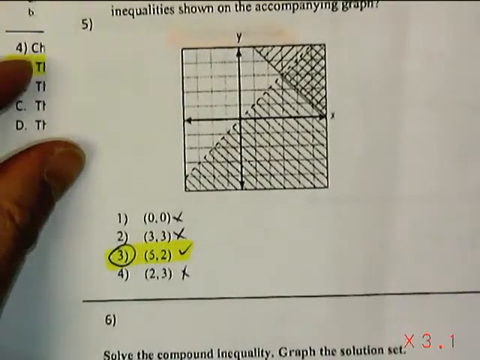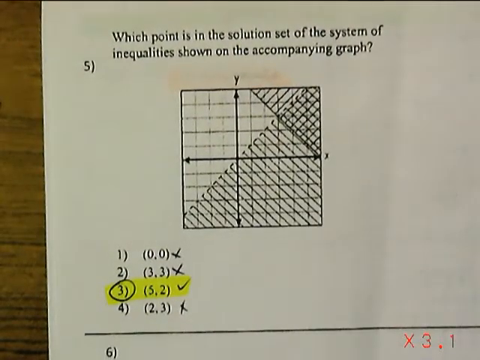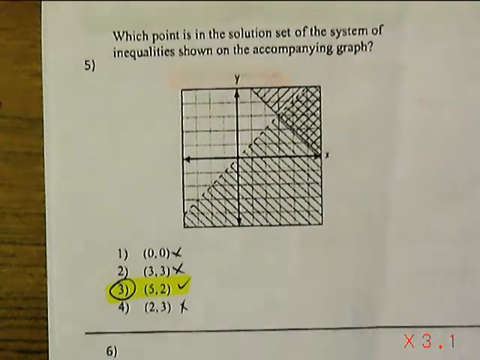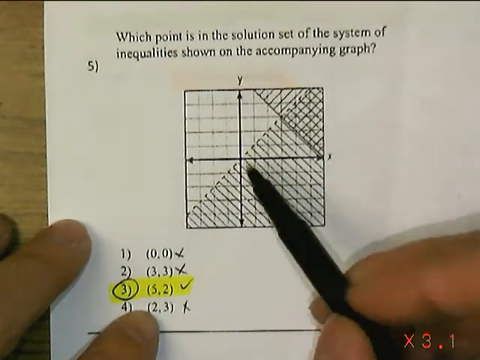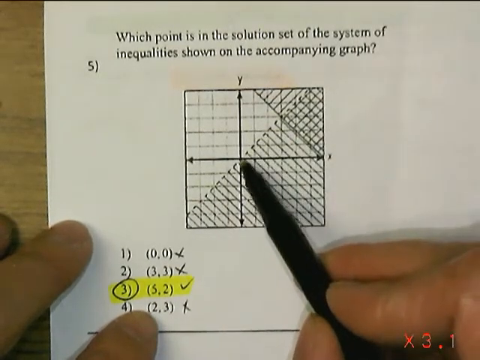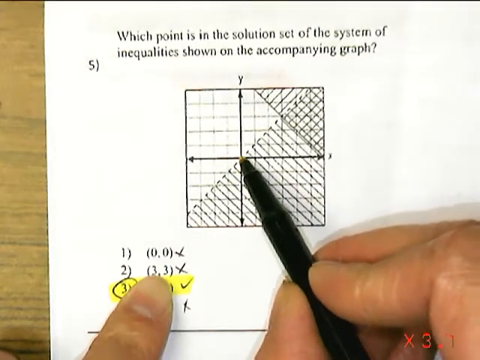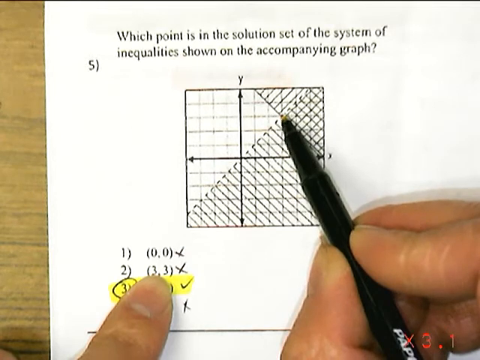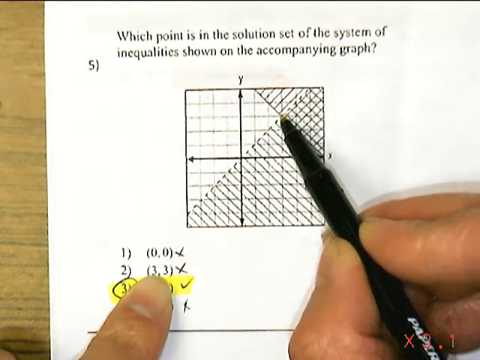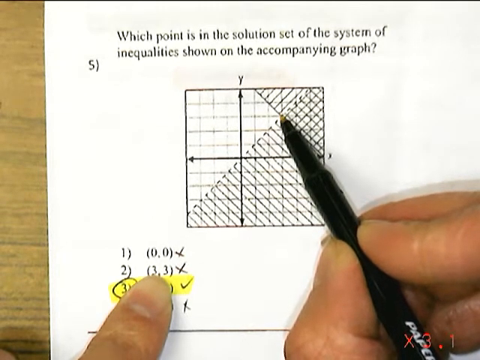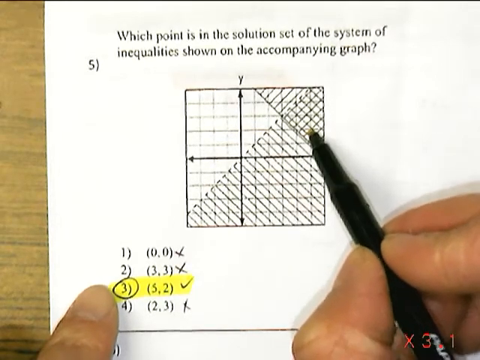Question number 5. Which point is in the solution set of the system of inequalities shown on the accompanying graph? You're just trying to find it in the double shaded region. So let's just say you've picked 3, 3. Let me show you why 3, 3 is not the correct answer. 3, 3 is actually the point of intersection, but it's on a dotted line. On a dotted line, it means it's not a solution. Do not include it. Notice clearly 5, 2, 3, 4, 5. 5, 2 is in the double shaded region.